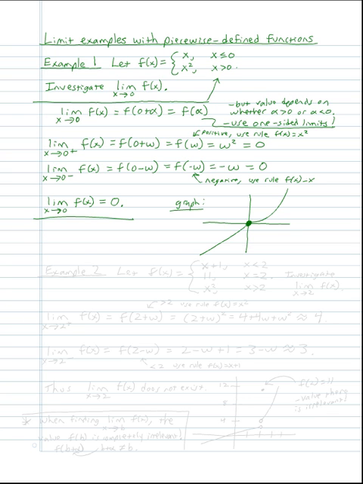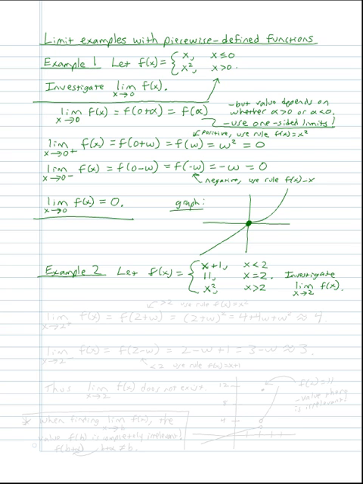Okay, let's take a look at example 2. So in example 2, f of x is defined as x plus 1 if x is less than 2, 11 if x is equal to 2, and x squared if x is greater than 2. And this time we want to investigate the limit as x goes to 2 of our function.